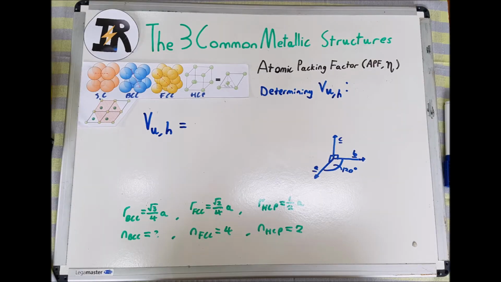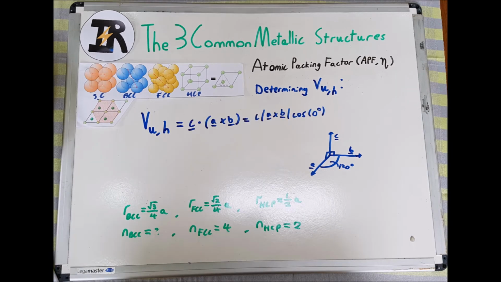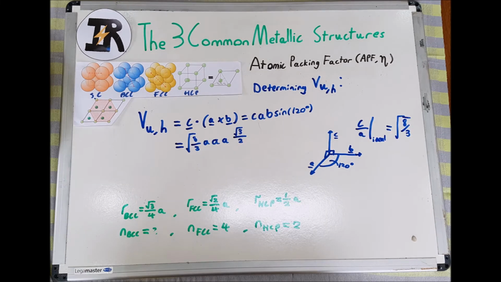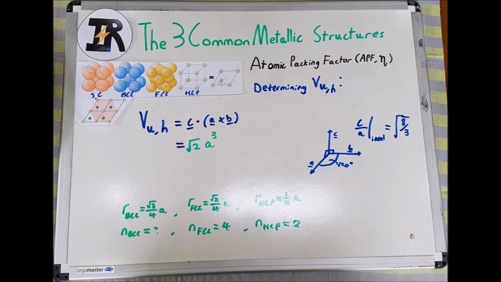The value of the HCP unit cell will now be calculated with the aid of its base vectors drawn on the whiteboard. The difference between the base vectors of this structure to the previous is that the magnitude of c is not equal to a or b, and that the anti-clockwise angle between a and b is 120 degrees. Using the scalar triple product, the vector produced from the cross product of a and b is parallel to the base vector c. This means VUH now equals c a b sine 120 degrees. Now using the ideal ratio of c to a, we can have the volume of the unit cell in terms of a. The value of VUH is equal to √2 a cubed.